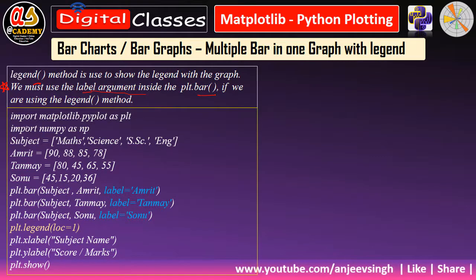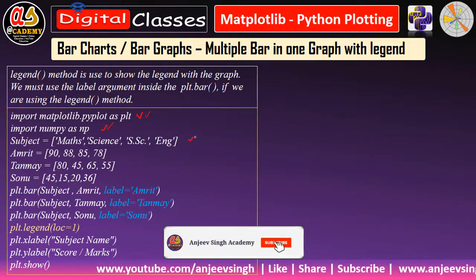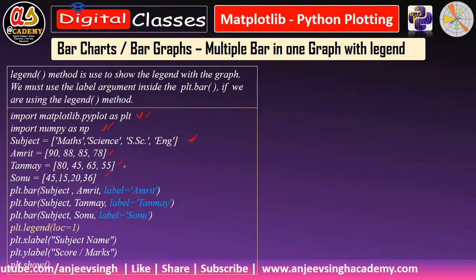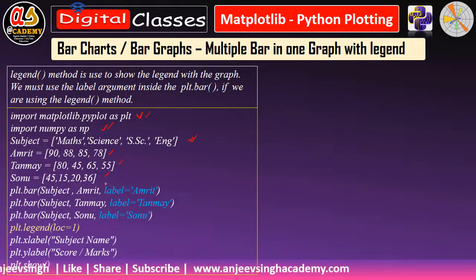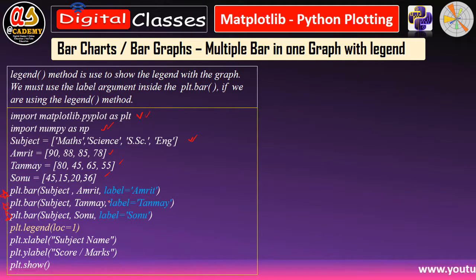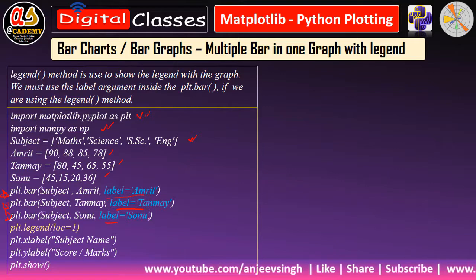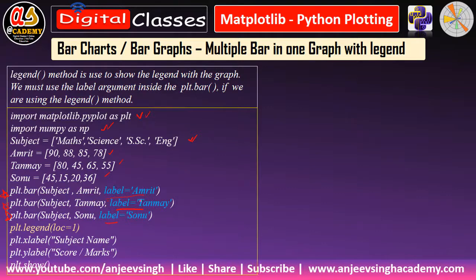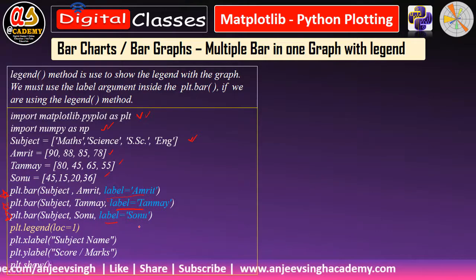So look at this example. I'll show you. This is my import statement. Now I have created the subjects, and this is the same example which I did in earlier videos. Look at this. What are the differences here? You can find it. I am using one more argument here, and that is known as label, and I'm just giving the name here. Why have I written Amrit? You can write anything here, but this is the data of Amrit, so that's why I've written this name here, so that I can easily identify.